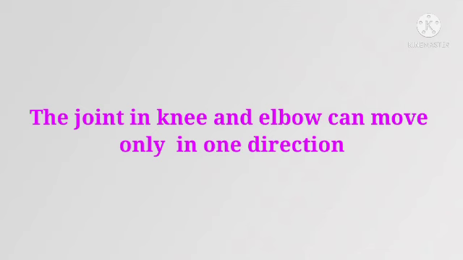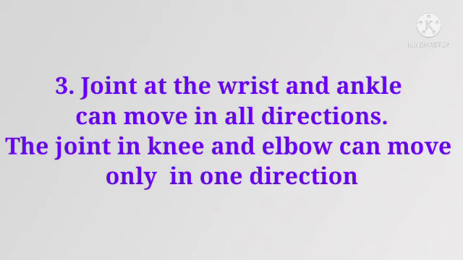So how can we give the answer? The joints at the wrist and ankle can move in all directions. That is one example we can give. Otherwise, the joints in the elbow and knee can move in only one direction.